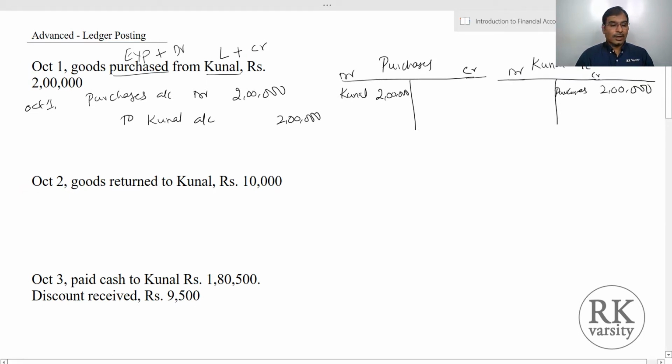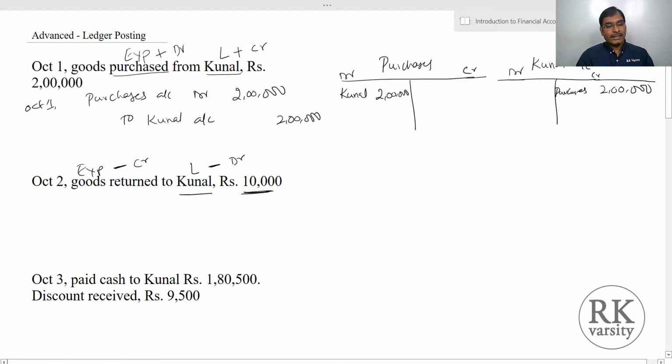Next, on October 2nd, goods returned to Kunal. So here what is happening? Your expenditure is one account and Kunal is another. Kunal is a liability. There is a decrease in a liability and also a decrease in your expenditure. Why is there a decrease in liability? As you are returning goods to Kunal, you don't need to pay this amount of rupees 10,000. Similarly, from the purchases of 2 lakhs that you made, now you are returning 10,000, so this amount also need not be paid. So a decrease in expenditure is a credit and a decrease in liability is a debit.